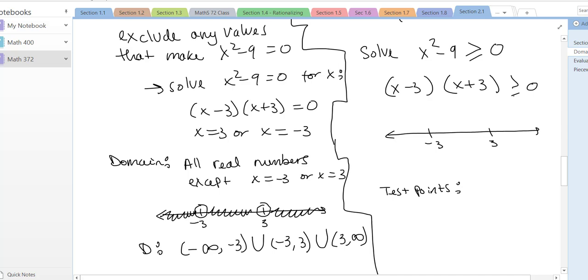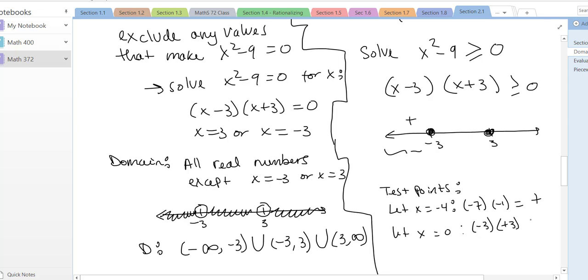And now notice that I can include them. So when I put circles on negative 3 and 3, I can fill those in because they are included. And now I've broken it up into 3 sections, 3 regions. So we're going to test the left region, the middle, and the right. So let x equals, say, negative 4. Negative 4 minus 3 is minus 7, and negative 4 plus 3 is minus 1. This product is positive. Pick something between negative 3 and 3. Let x be 0. And I get 0 minus 3 is negative 3, and 0 plus 3 is positive 3. Negative times a positive is negative.